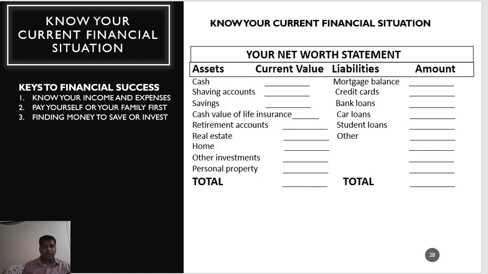You will want to update your net worth statement every year to keep track of how you are doing. Don't be discouraged if you have a negative net worth. If you follow a plan to get into a positive position, you are doing the right thing. And know your income and expense.